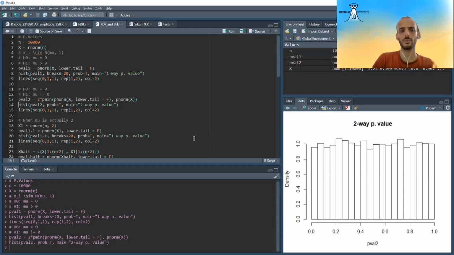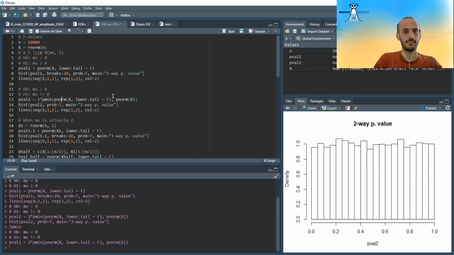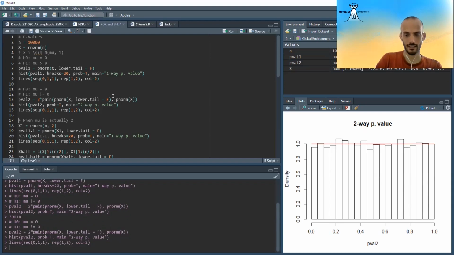And we can also do this if it was a two-sided test. The only thing here is that we had to multiply the p-values by 2, because now it's a two-sided test. And so in each case, we take the minimum of the value greater than and the value smaller than, and we have to multiply the p-value by 2 for each one of them. Yeah, and we can see that even here the density looks like a uniform density.